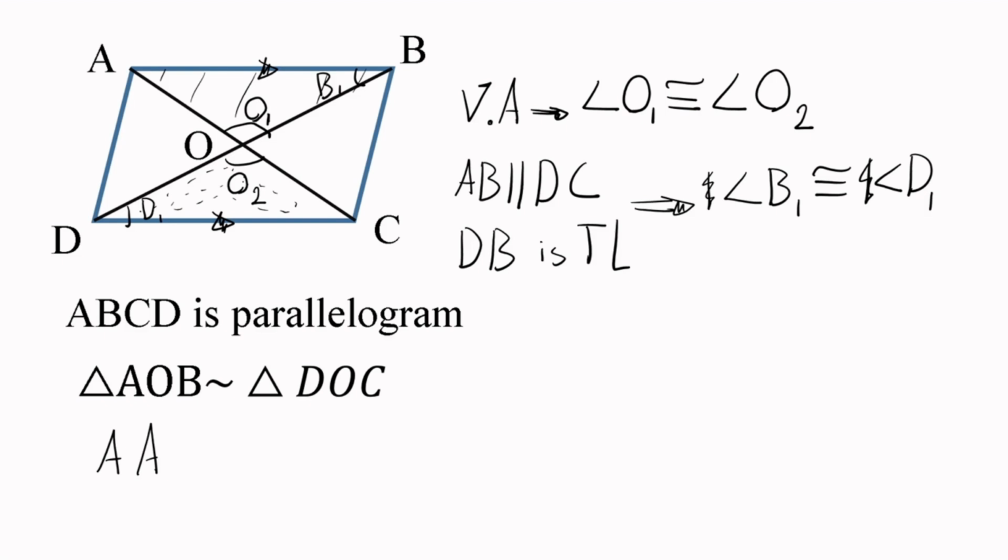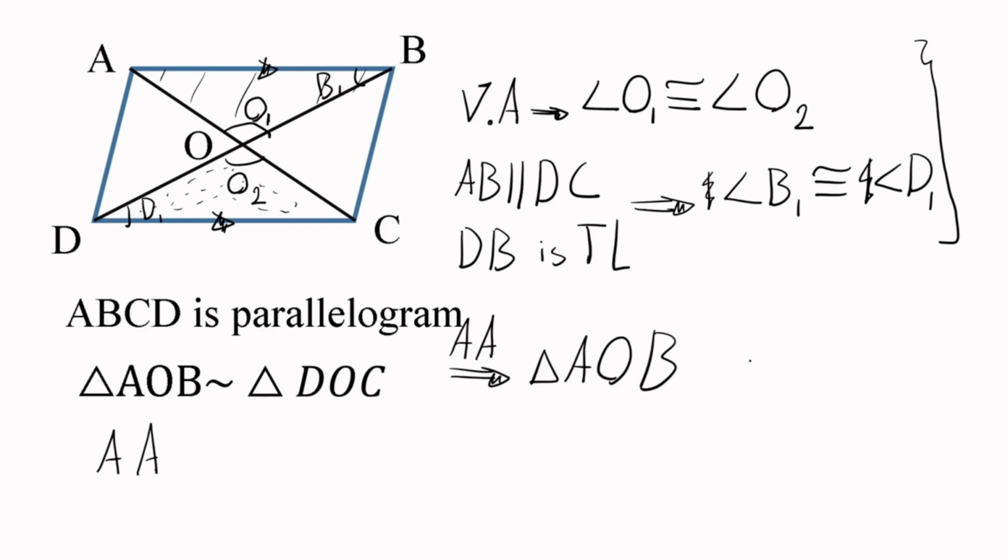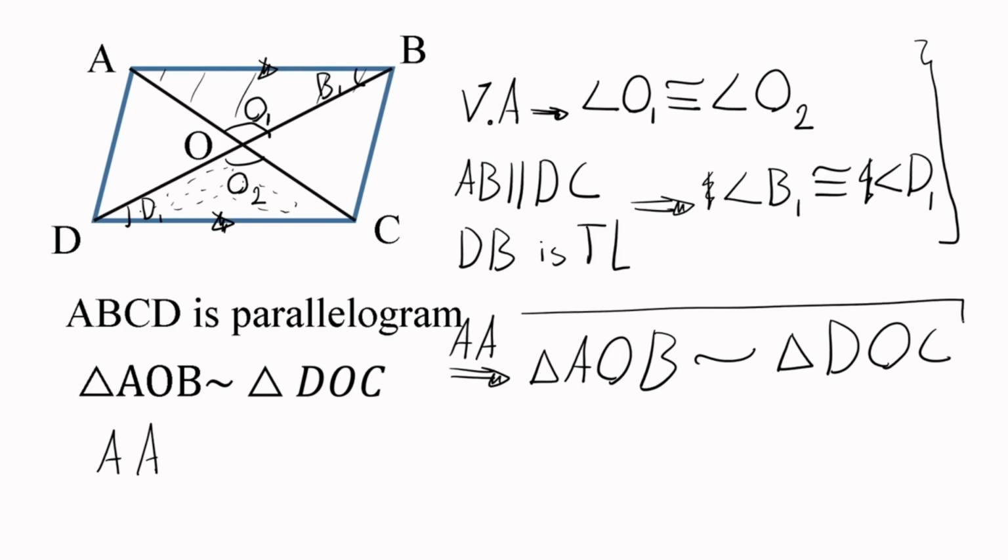And I can do the same for A1 and C1, but it is not needed. Again, you can do it based on a transversal line and parallel lines. So I can realize that triangle AOB, with which method? AA, is similar to triangle DOC. Really easy.